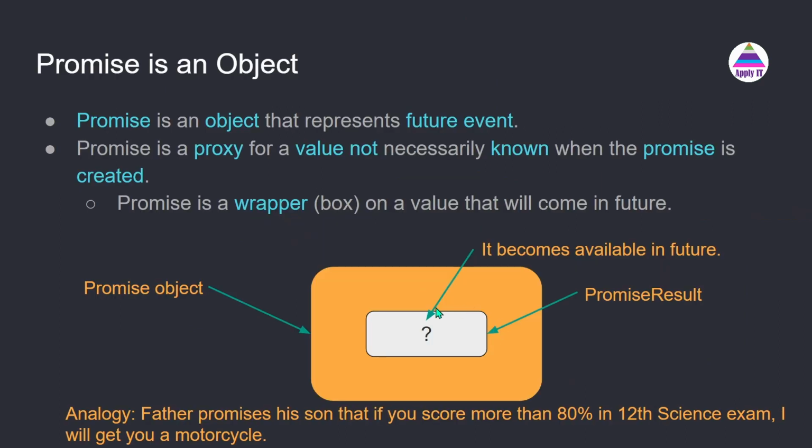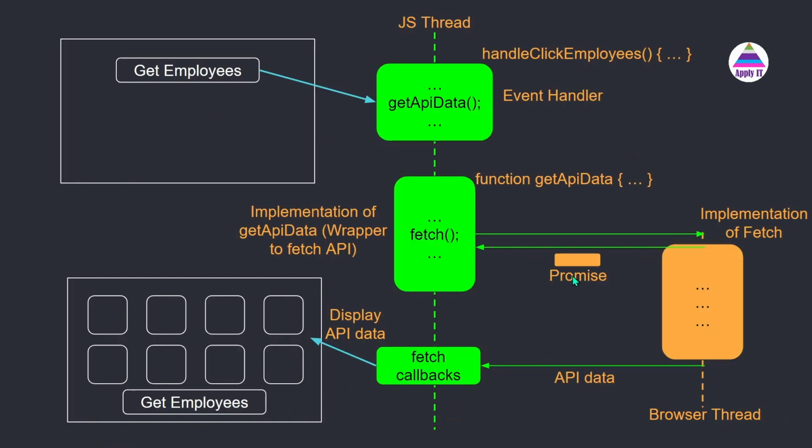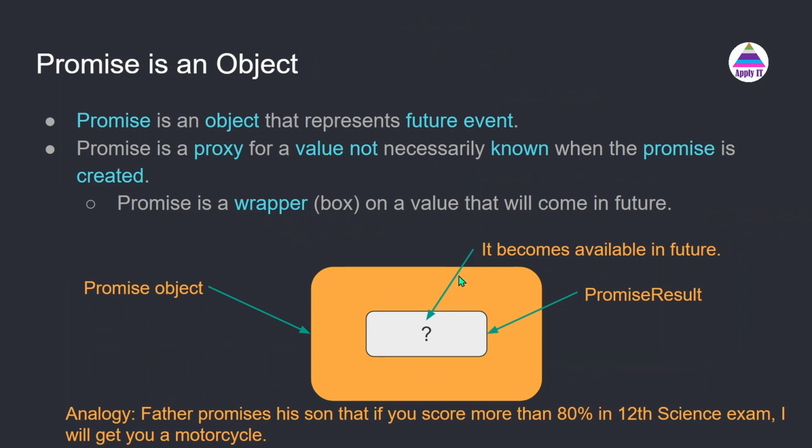A promise is an object that represents a future event. Whenever we make an async call, what we get is one promise object, which is actually a wrapper to the promise result. We can also say that a promise is a proxy for a value that is not known when the promise is created. The promise says: I promise that I will provide you API data, but I will provide it in the future. That's why when a promise is created, it will not contain any result, and this result is shown with a question mark. So this promise is a wrapper or a box on a value that will come in the future.